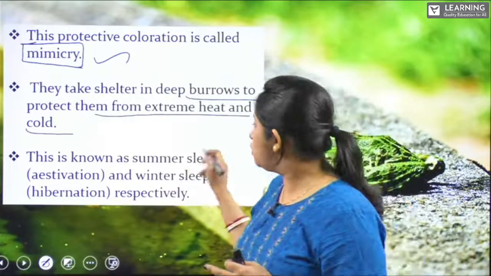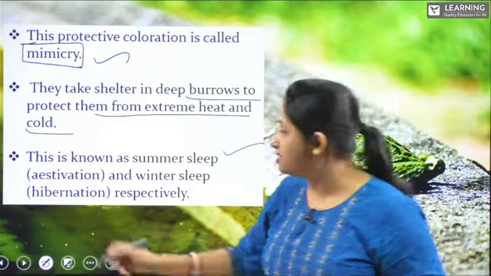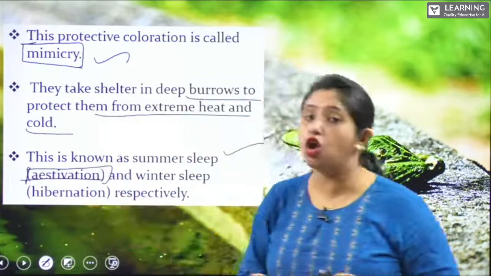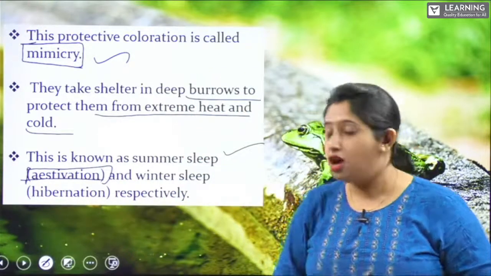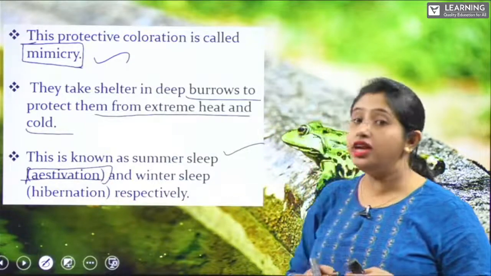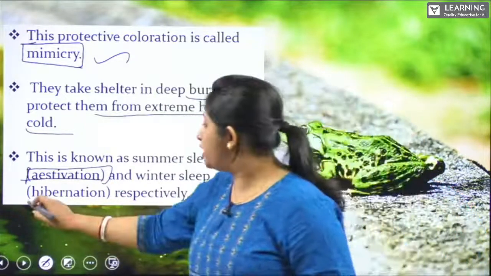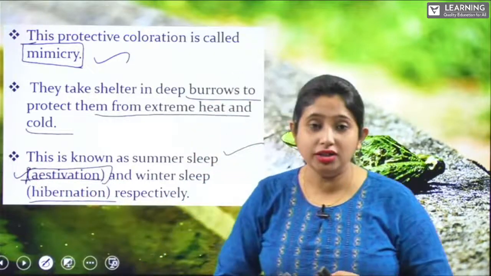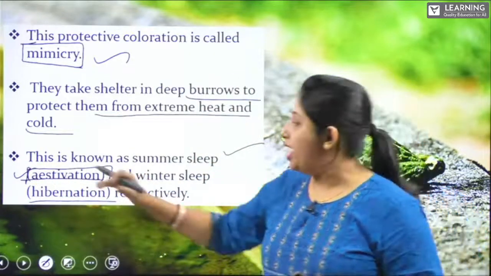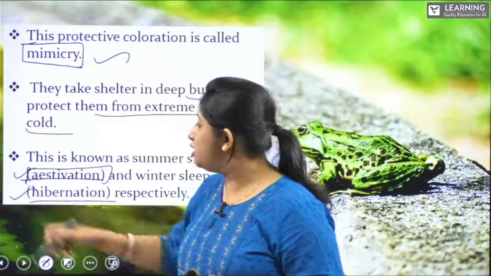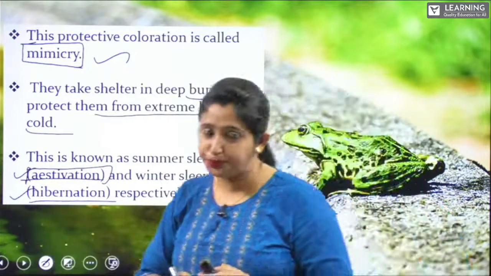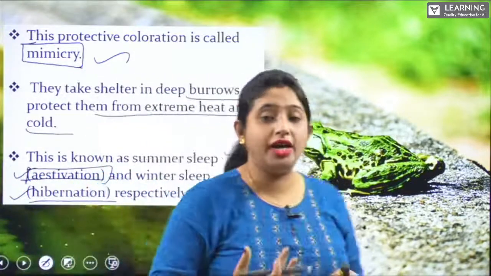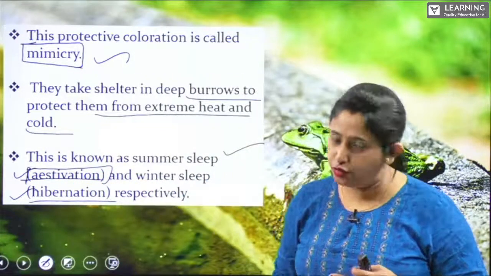So this is also known as summer sleep, that is estivation. Sometimes they go for estivation, that is a long sleep during the summer, and the winter sleep is known as hibernation. Okay, so the summer sleep is known as what? The summer sleep is known as estivation, and the winter sleep is known as hibernation. So this is how they adjust their body, and this is how they adapt to the environment.